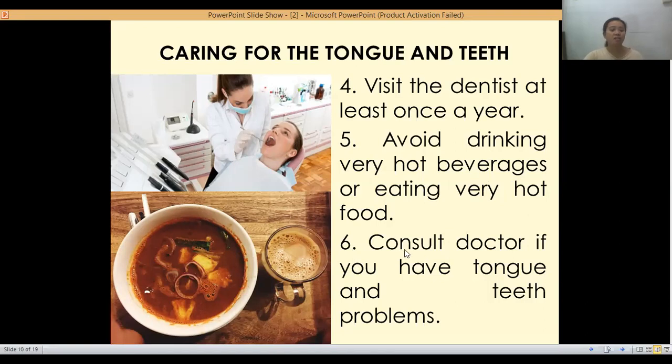Number six, consult a doctor if you have tongue and teeth problems. So you will visit again the doctor if you have tongue and teeth problems. So that is all for our tongue.